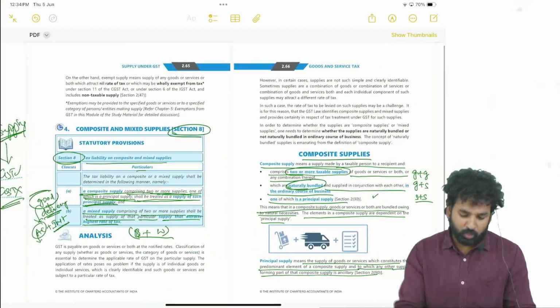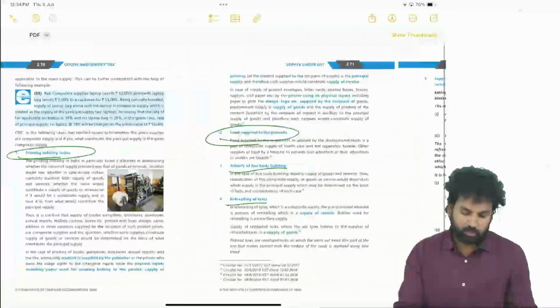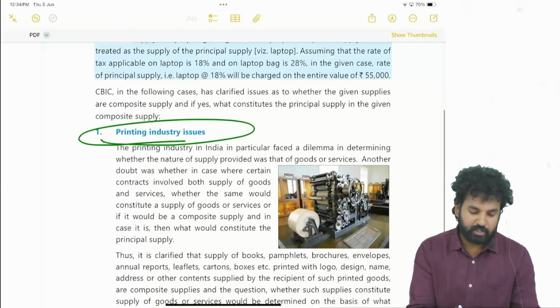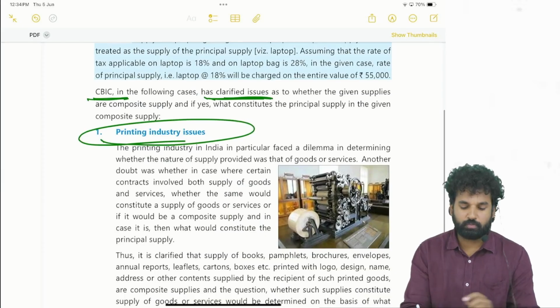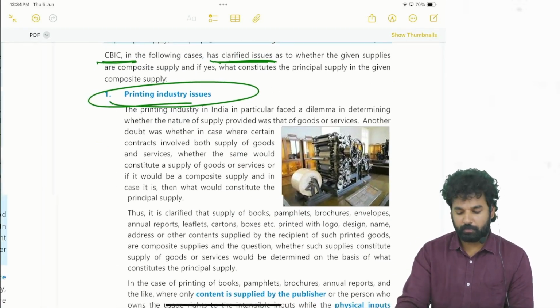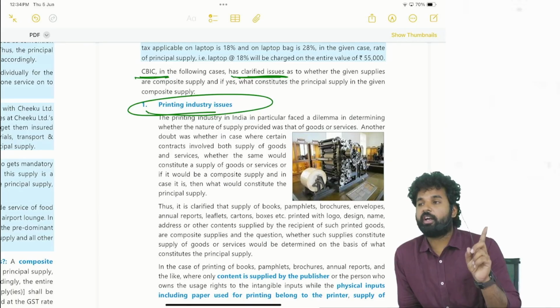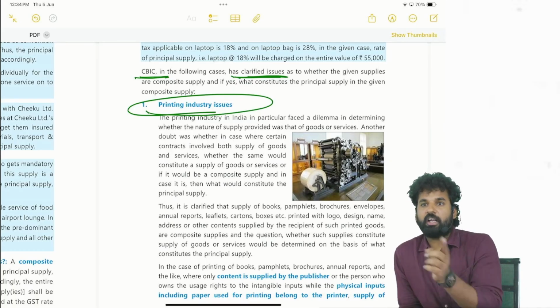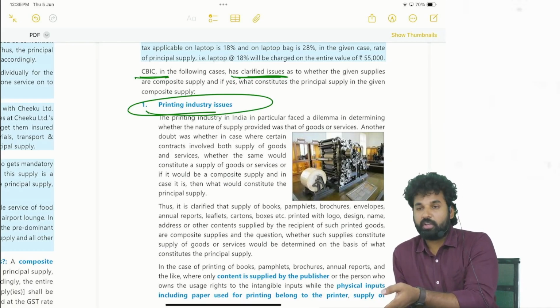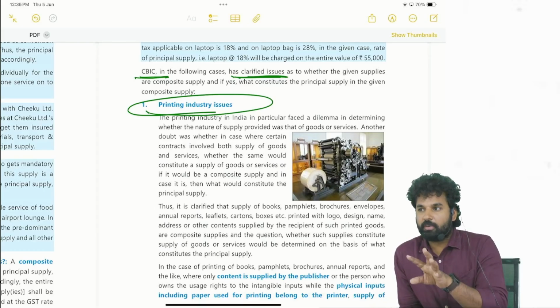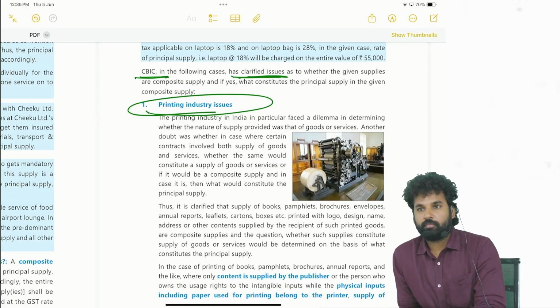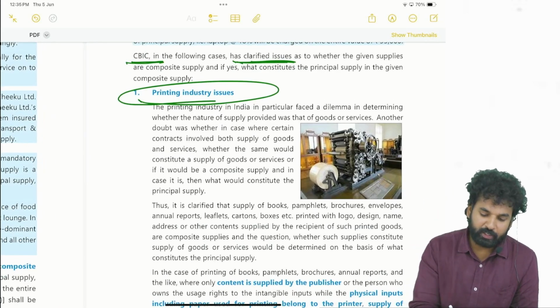Right. Now we will move on to some clarifications. These are issues clarified by the CBIC circulars. Actually, during recent attempts, many questions have been asked on the clarifications. Yesterday we saw the delegatory agent. Today we have seen the transfer or interstate movement of conveyance. Likewise, there will be some clarifications discussed in the class, and there may be cases where questions are asked directly from the clarification. Okay, right. Next, printing industry issues.